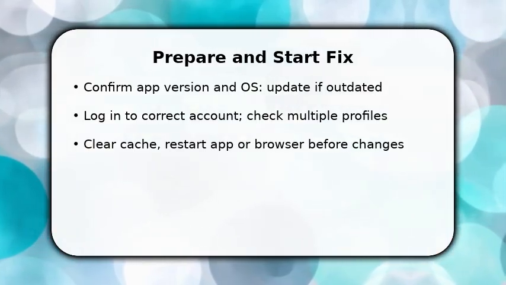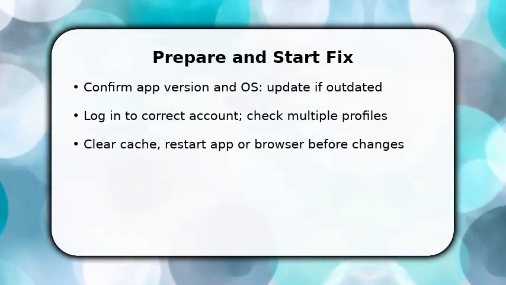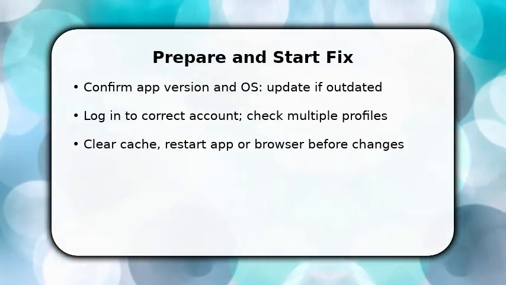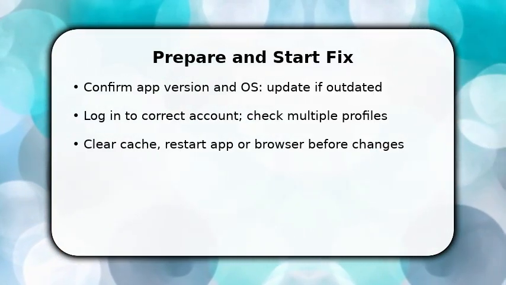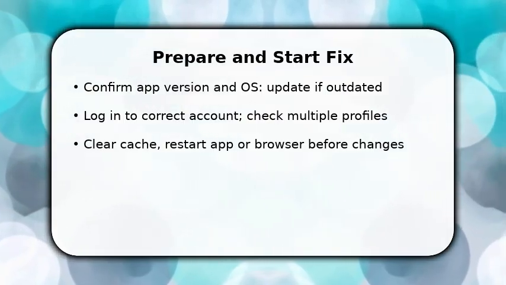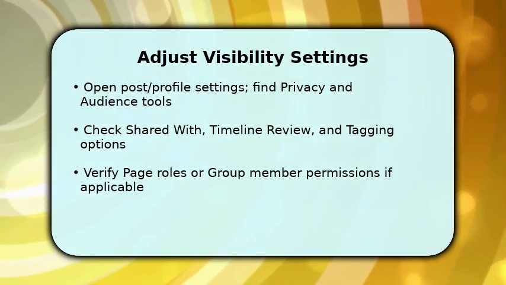Next, clear the app cache or browser data and restart, since temporary files often mask settings. You're now ready to access the affected menu. Go directly to the profile or post where the C option should appear, so we can diagnose visible controls and permissions. Now you'll dig into visibility controls to reveal the C option.